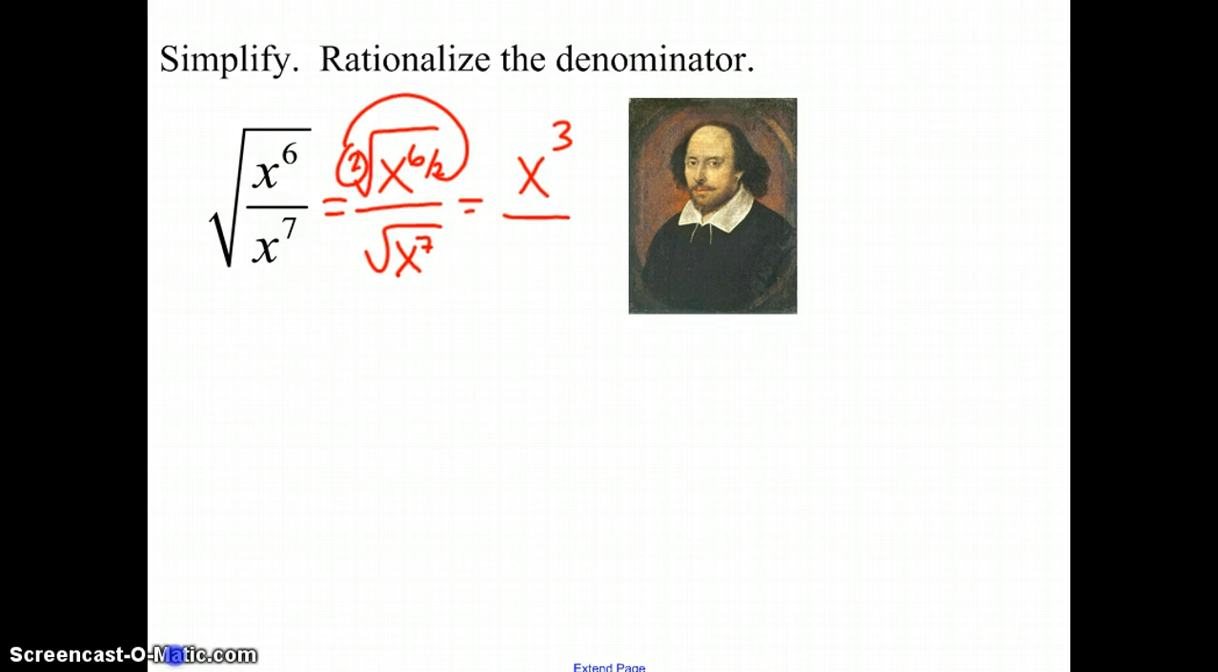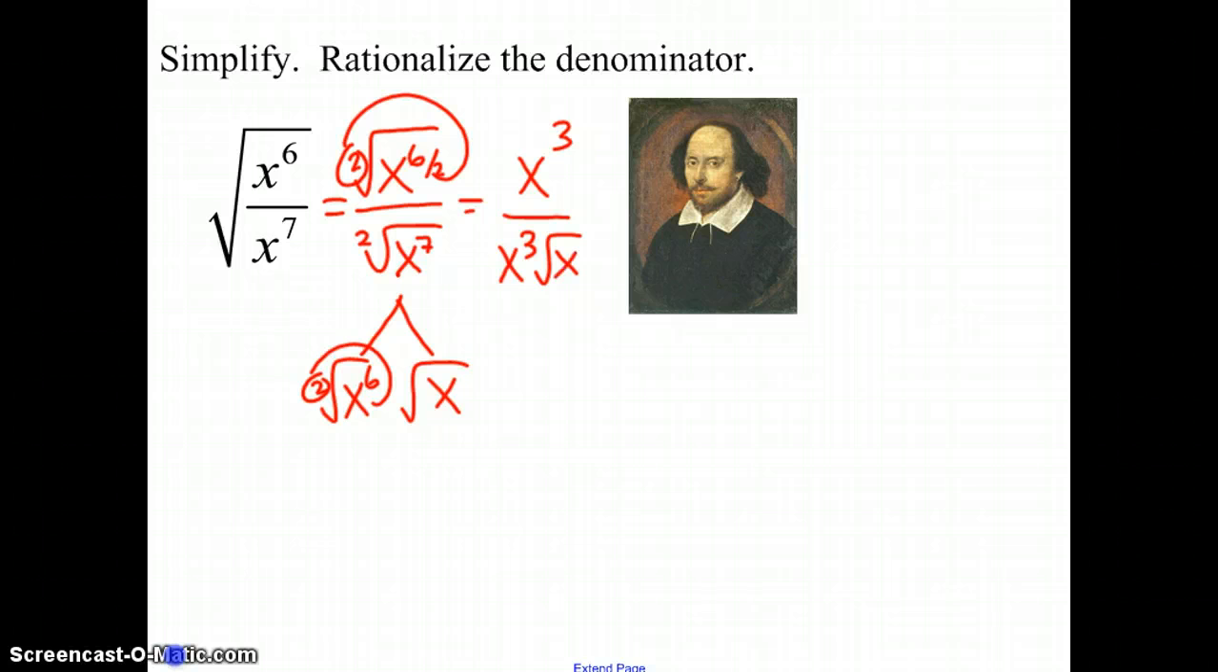On the bottom, it doesn't work out so well. It's not so friendly. Because we know the index is a 2, we're going to break this into a multiple of 2 and whatever's left over. In this case, the multiple of 2 is x to the 6th, and then we're just left over with x to the 1st. Square root of x to the 6th, again, bring that around. 6 divided by 2 is 3, so we get x cubed. Over here, we just get square root of x.